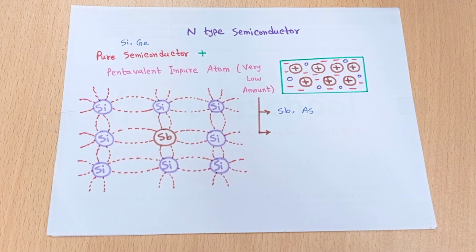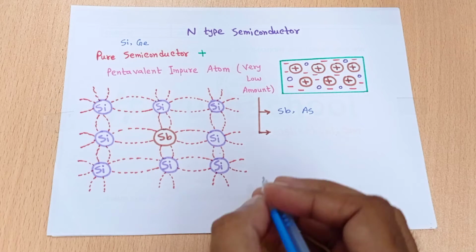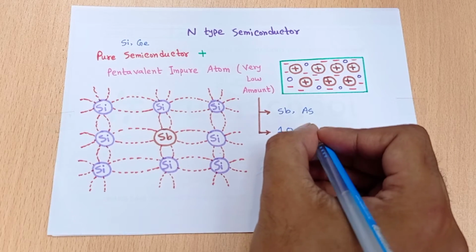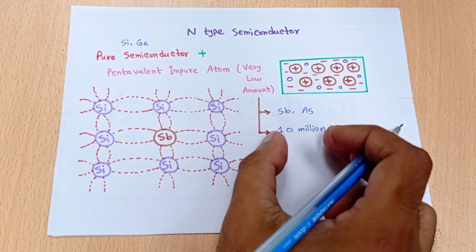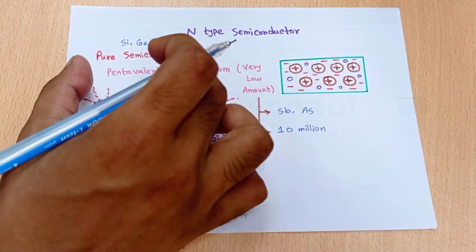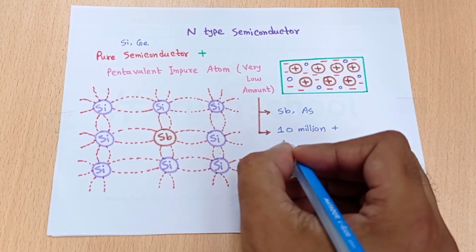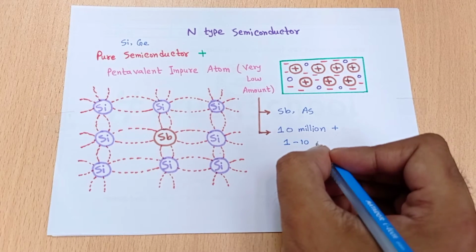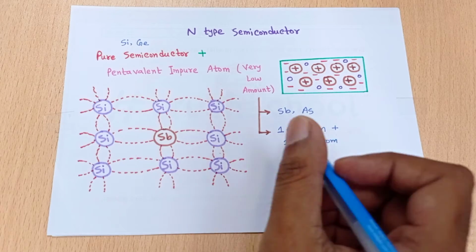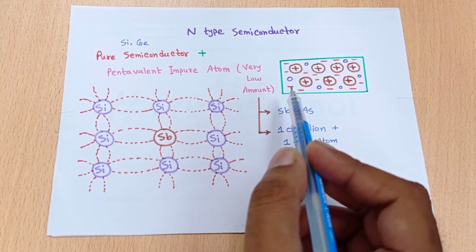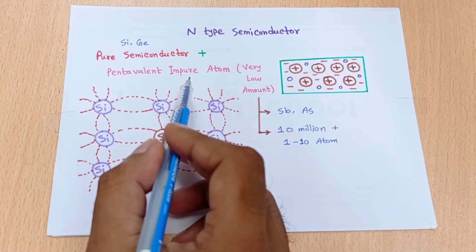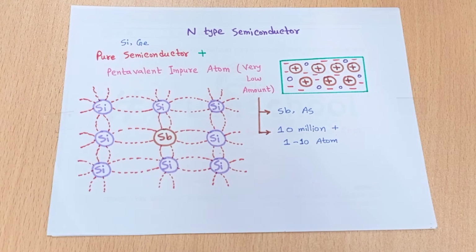The amount of pentavalent impure atom is very low. If we consider 10 million pure semiconductor atoms and attach 1 to 10 atoms of pentavalent impurity to them, then this is called an n-type semiconductor. So a very small amount of pentavalent impure atom is added to a pure semiconductor, and then it forms the n-type semiconductor. So here is the structure of n-type semiconductor.